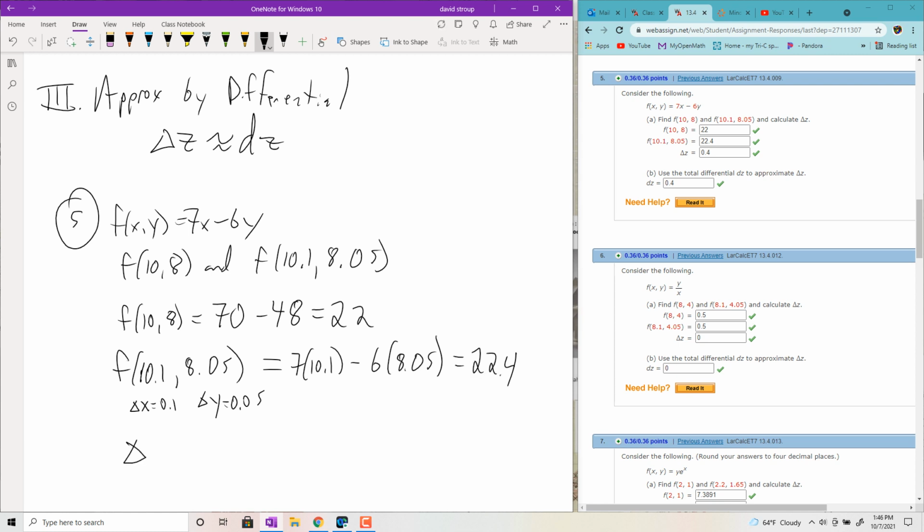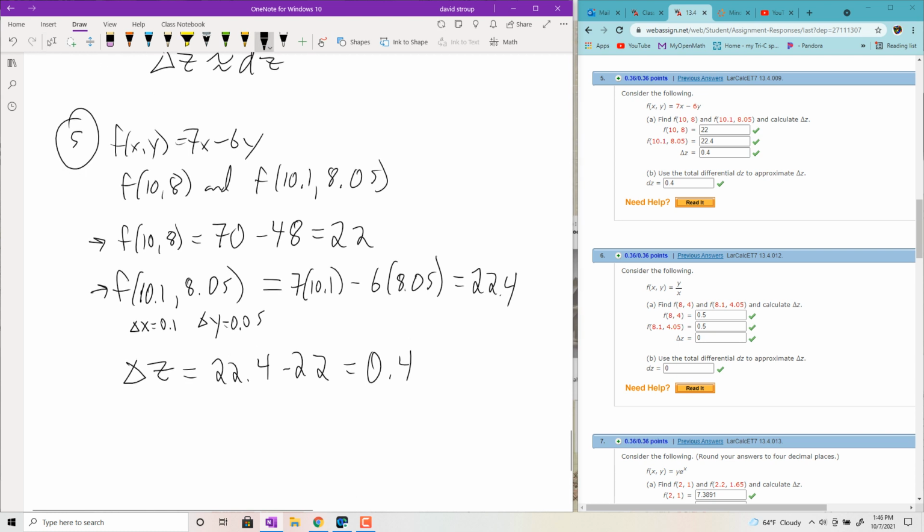And then the change in z is basically just this guy minus this guy. Right? So you're going to have 22.4 minus 22. And in that case, it's 0.4 for the actual change in the height. So for the total differential dz, you need the partial derivatives, so the partial derivative with respect to x is 7, and then dx, plus the partial derivative with respect to y is -6 dy.